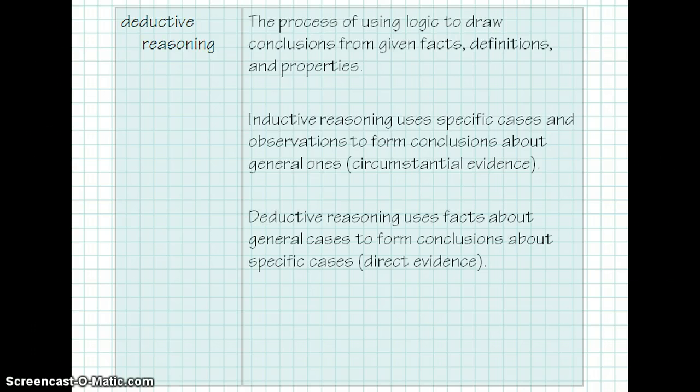Deductive reasoning goes the other direction. It uses facts about general cases to form conclusions about specifics. So it starts with the general and it moves to the specific. And that's closely related to what they call direct evidence in the crime shows.